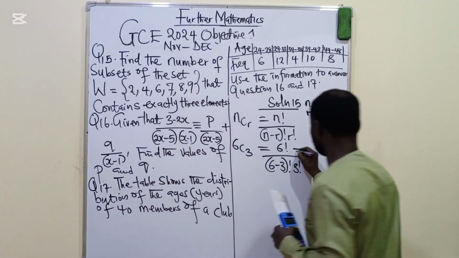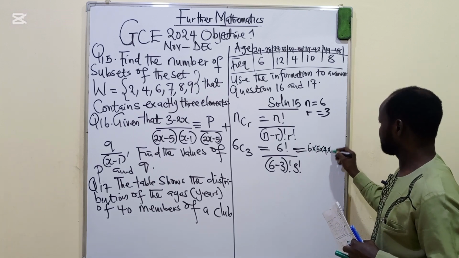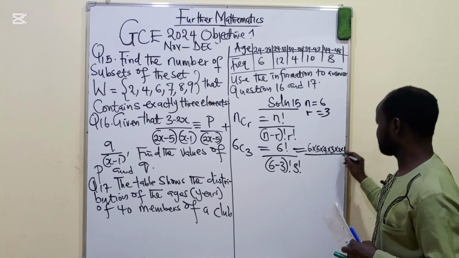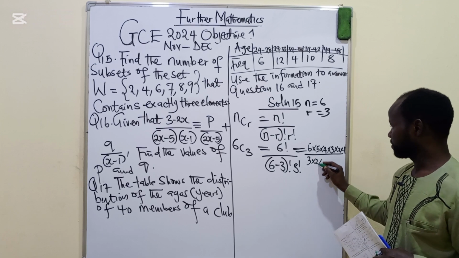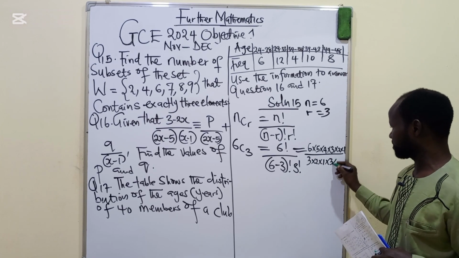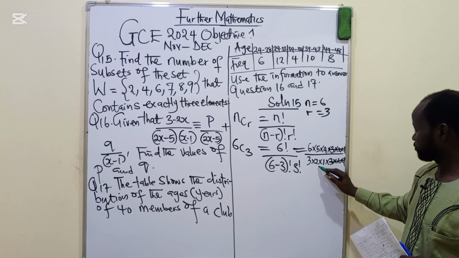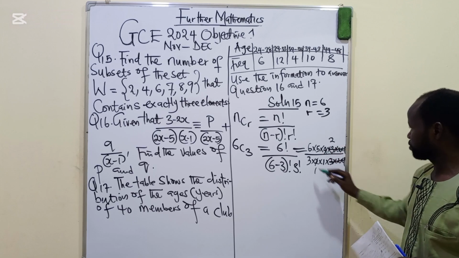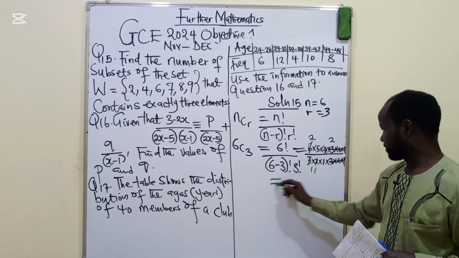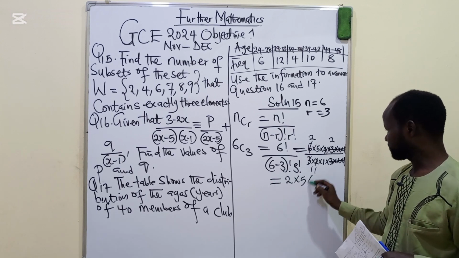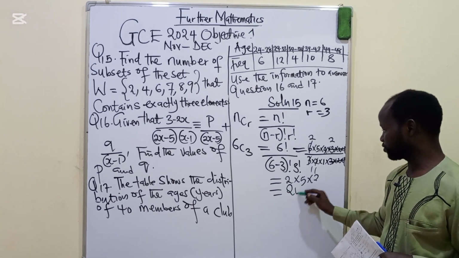Very important. We can simplify this further. 6 factorial is the same as 6 times 5 times 4 times 3 times 2 times 1, divided by 6 minus 3, that will be 3 factorial, which is the same as 3 times 2 times 1. Then 3 factorial is the same as 3 times 2 times 1. Then we can divide this. We'll be left with 3 times 2 times 1 cancelling, 3 into 6 is 2. Finally, we'll be left with 2 times 5 times 2, and this will be 2 times 5 is 10, 10 times 2, 20.